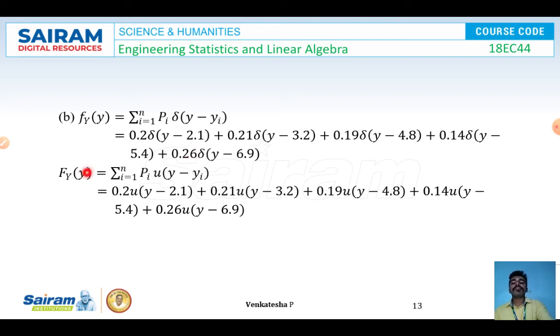Similarly, the CDF is given by summation i from 1 to n of p_i u(y minus y_i). It is given by 0.2 u(y minus 2.1), 0.21 u(y minus 3.2), 0.19 u(y minus 4.8), plus 0.14 u(y minus 5.4) plus 0.26 u(y minus 6.9). If we know the value of y, we can calculate the complete value of the CDF as well as the PDF.